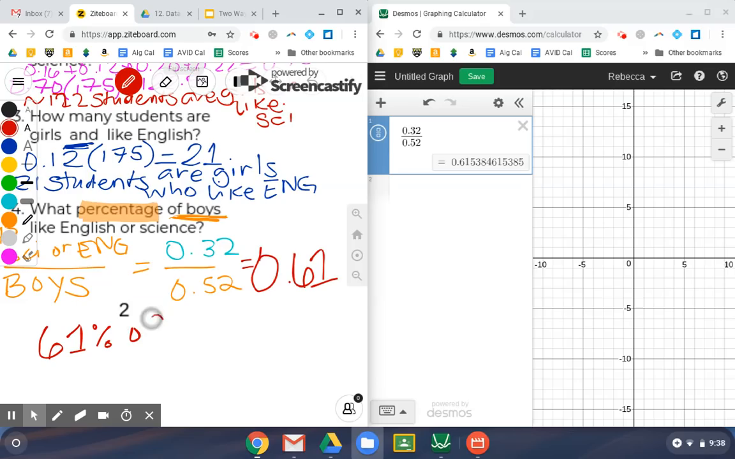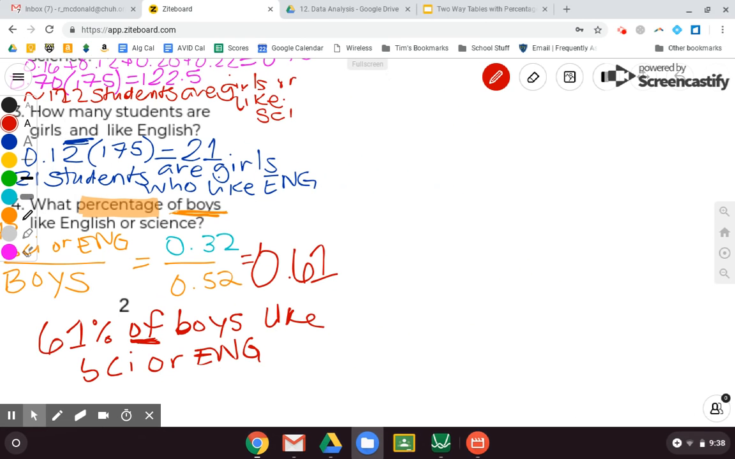61% of boys like science or English. Okay, and notice how I said of there. So that tells me I'm only talking about the boy population here.